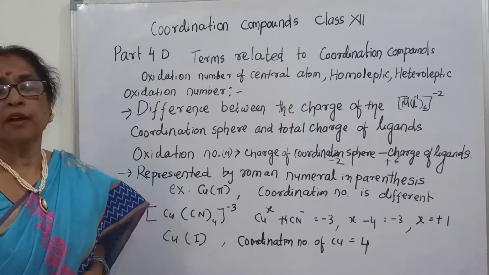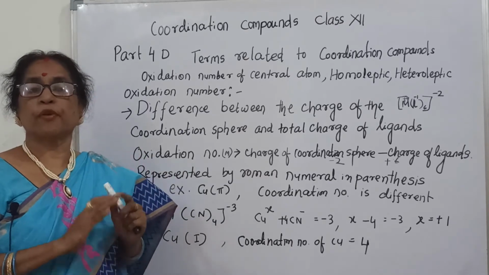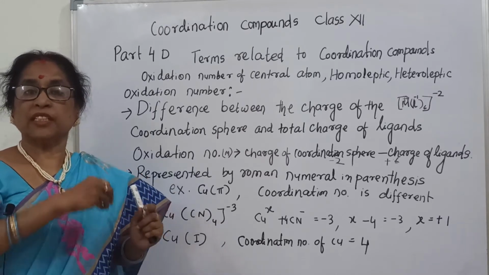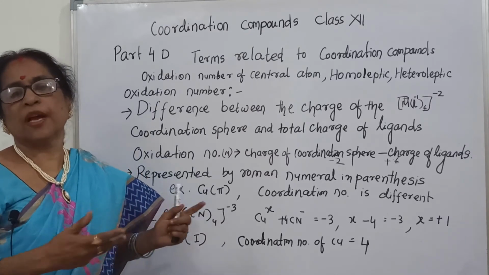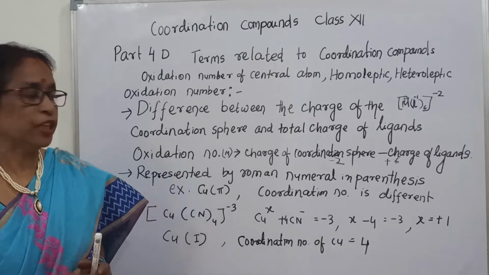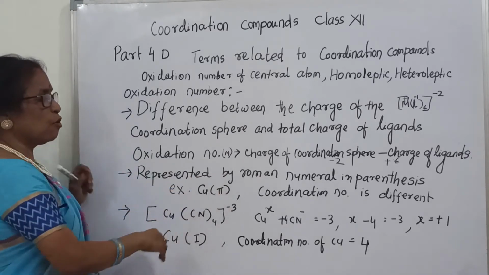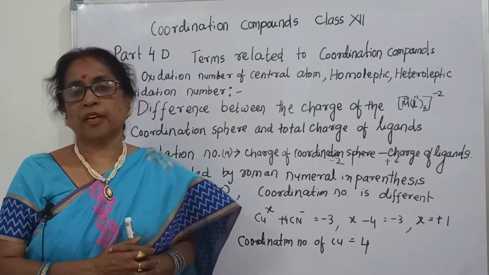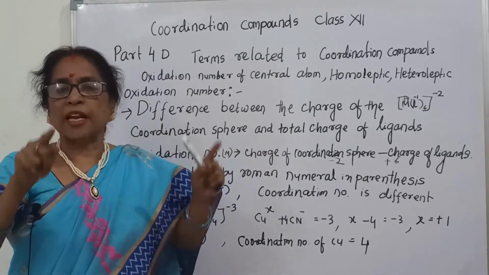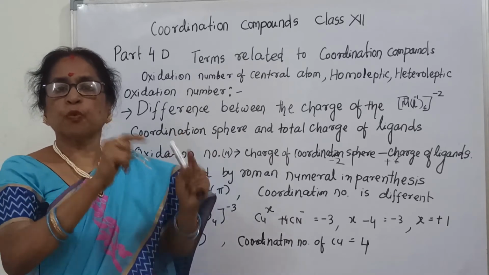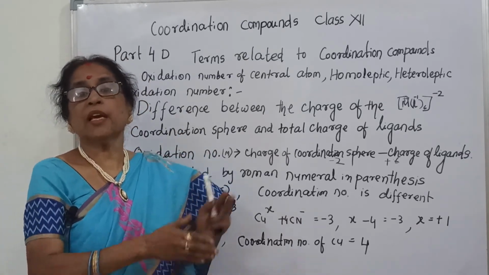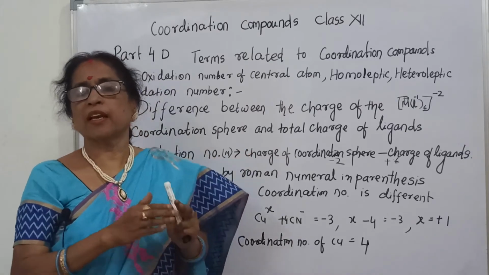Are you clear? When you see the coordination sphere, you see the charge given. Then you see the number of ligands and the charge of the ligands, and you make a subtraction, that is all. The oxidation number is represented by a Roman numeral. When the value for the central metal atom comes, suppose 2, then in parenthesis you write II. Suppose 4, in parenthesis you write IV after the central metal atom.